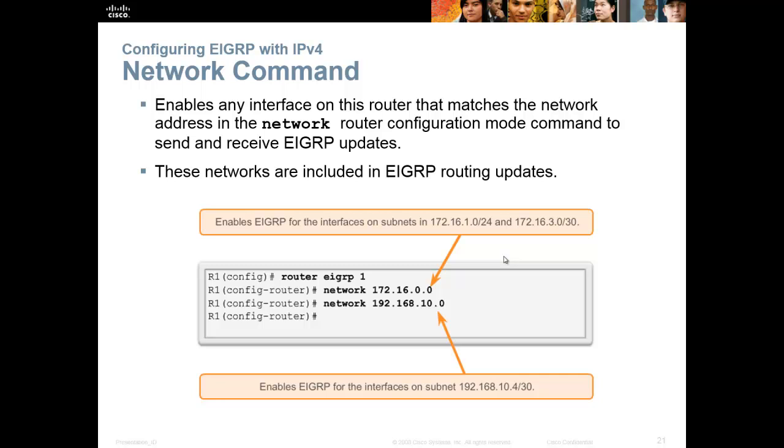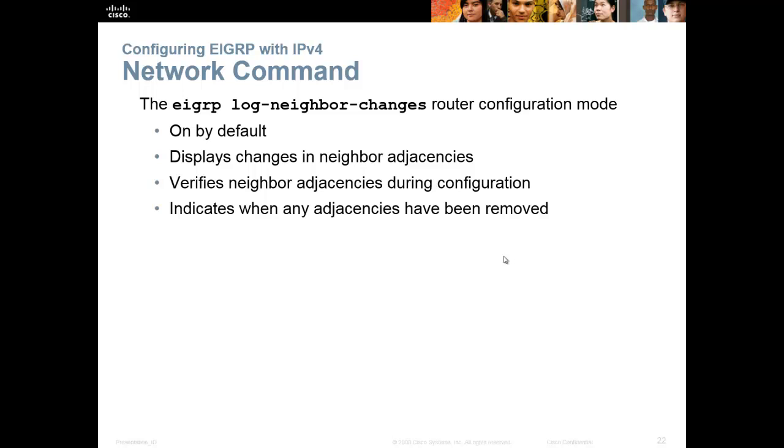All right, so the EIGRP log neighbor changes command is on by default, and that will display any change in neighbor adjacency. If one neighbor shuts down or his internet comes unplugged or his cable comes unplugged, you'll get a system message. It'll log that change, and it'll verify those neighbor adjacencies during configuration. So that'll tell you right away whether any neighbors have come and gone.